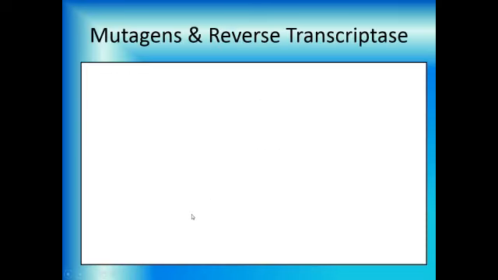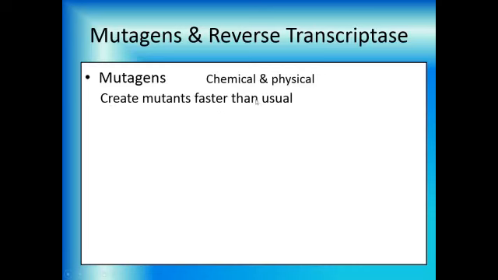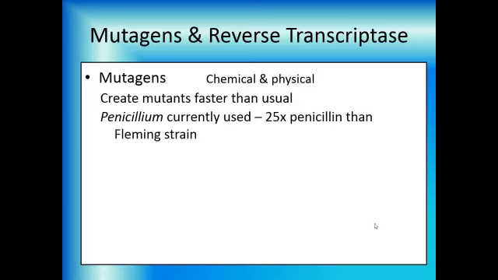So let's talk about mutagens and reverse transcriptase. We went over mutagens in the last chapter, but let's take a look at them with an eye toward how we use mutagens within recombinant DNA technology. We use both chemical and physical mutagens, and this creates mutants faster than usual. Probably not so good for the mutants themselves, but since we can identify the ones that we want, it speeds up the process. So here's an example.